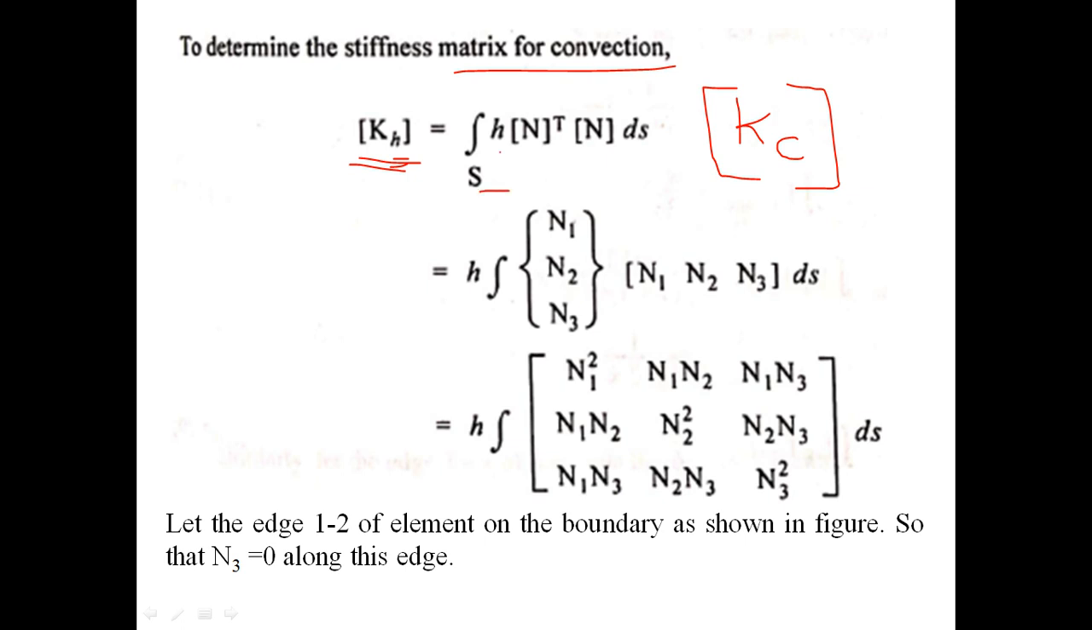A very important thing here: consider the edge 1-2 of the triangular element, that means from node 1 to node 2, as shown in the next figure. N3 is equal to 0 along this edge. Along edge 1-2 we have some convection. Substituting N3 as 0, we have a reduced equation, and we substitute the remaining terms. We get Kh equal to h times the integral over the edge 1 to 2, with some terms.